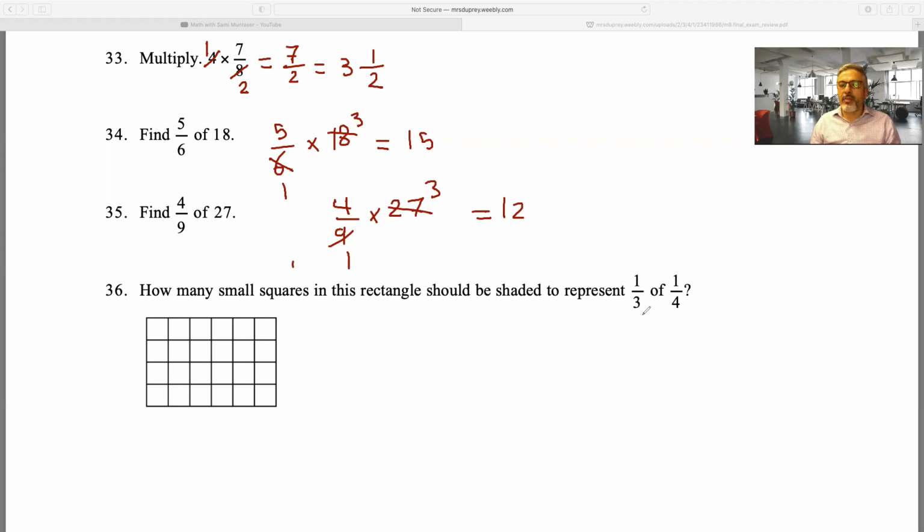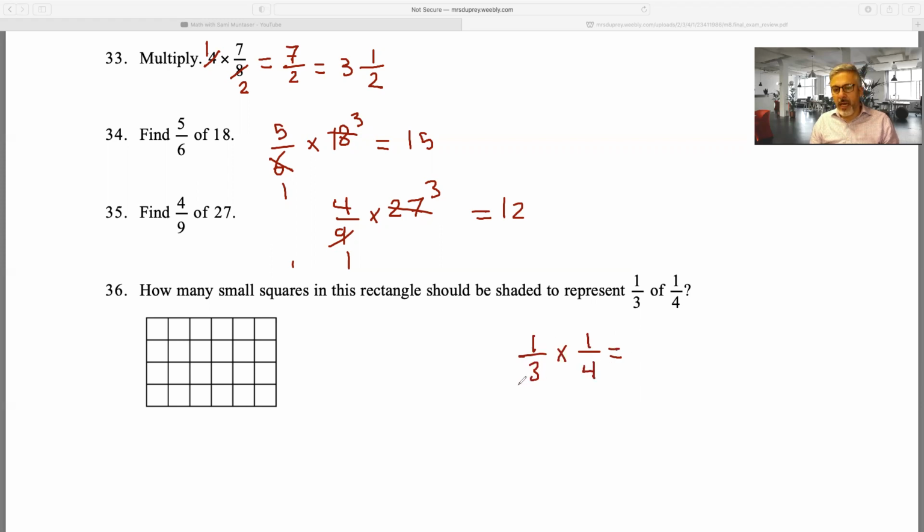How about here, 1/3 of 1/4? How many small squares in this rectangle should be shaded to represent 1/3 of 1/4? So let's find out what 1/3 of 1/4 is. 1/3 of 1/4 just means you multiply the 1/3 and the 1/4.